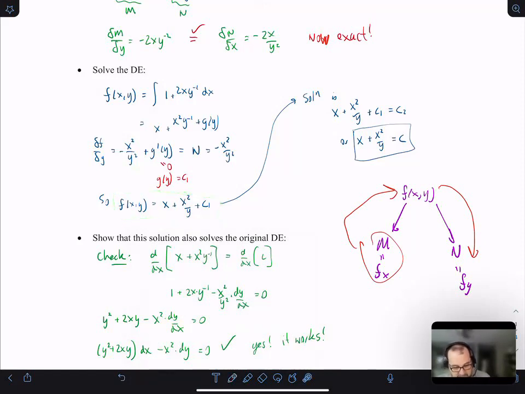Excuse me, not that. This should be our N, right? This is our partial derivative with respect to y. This should be our N. So if we compare these two things, I have minus x squared over y squared, minus x squared over y squared, and then I've got g prime of y, but there is no other function of y here. Therefore, g prime of y was 0. Therefore, the antiderivative of g prime of y was actually just a constant, which is as simple as that gets.